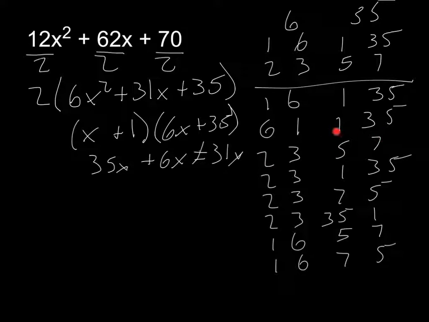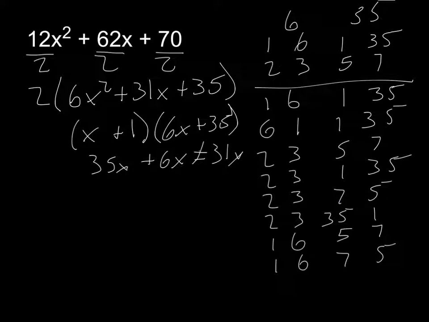If I do 2 times 7, I get what? 14. And 3 times 5 is 15. So 14 and 15 would add up to 29. Pretty close, but not exact. Let's see. 2 times 35 is 70, plus 3 is 73. That's not going to work. 2 times 5 is 10. 3 times 7 is 21. Does that add up to 31? Yes. So there's our answer.